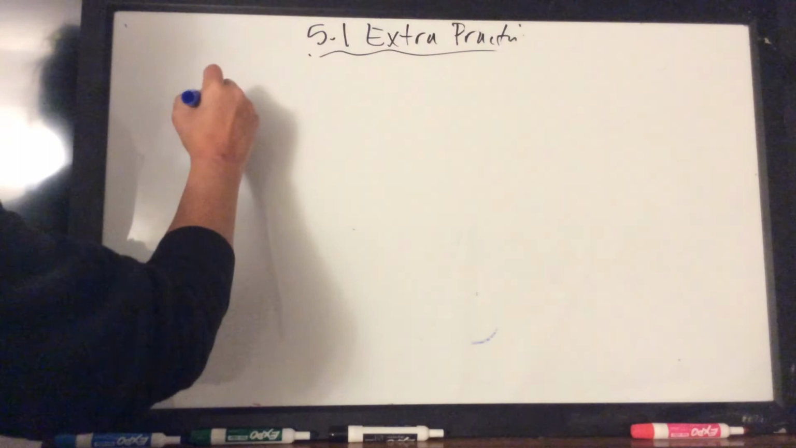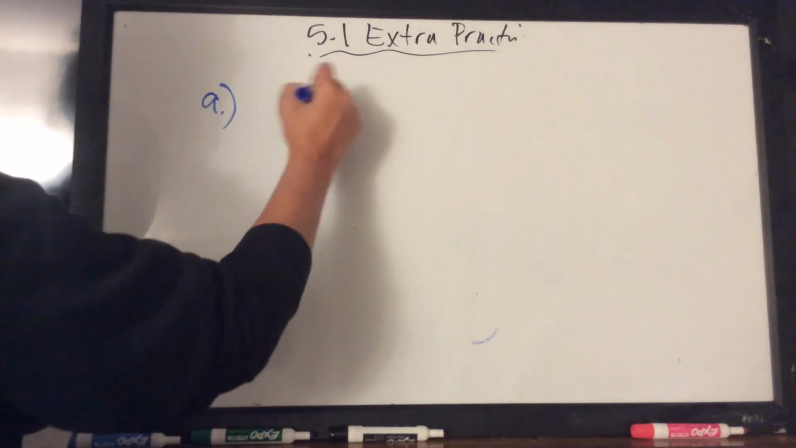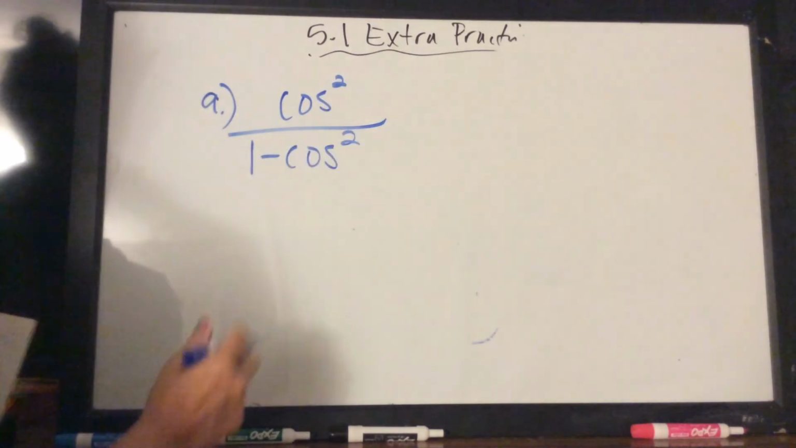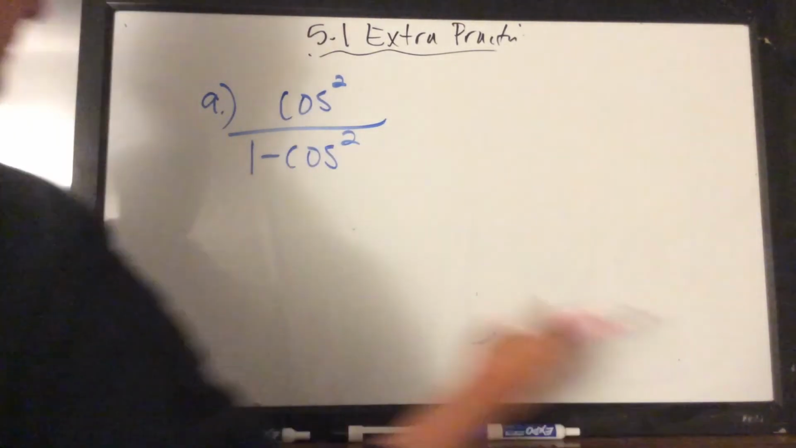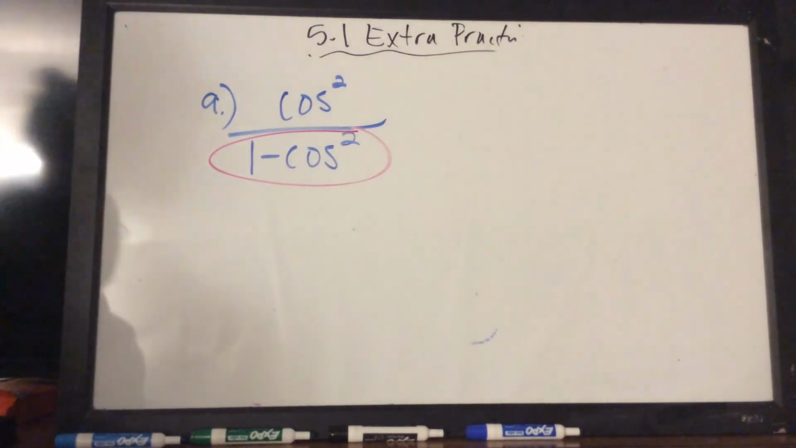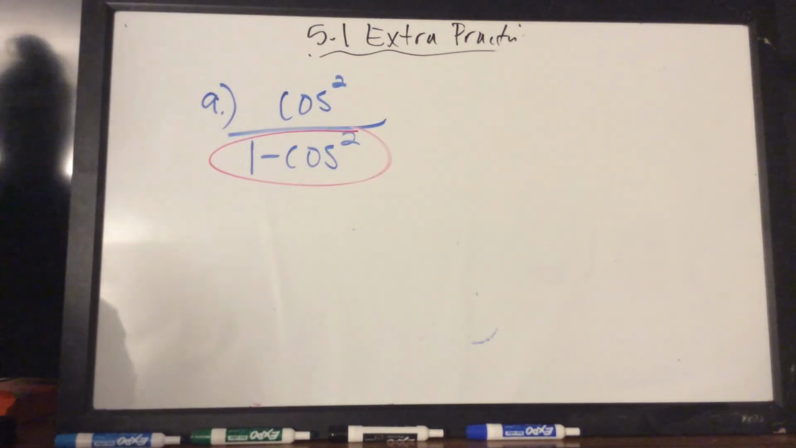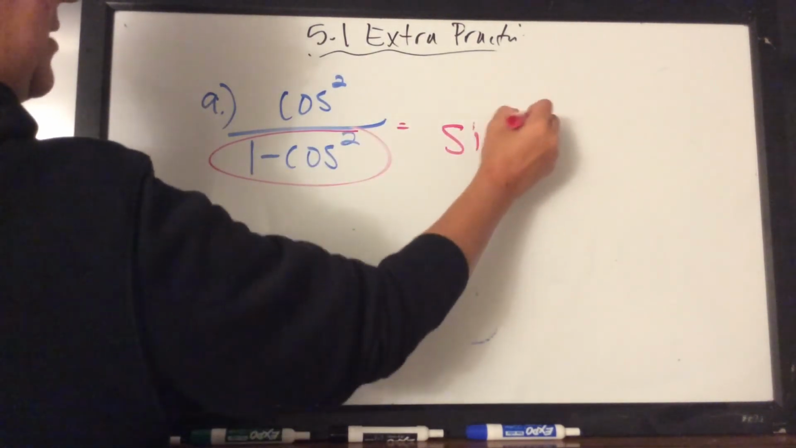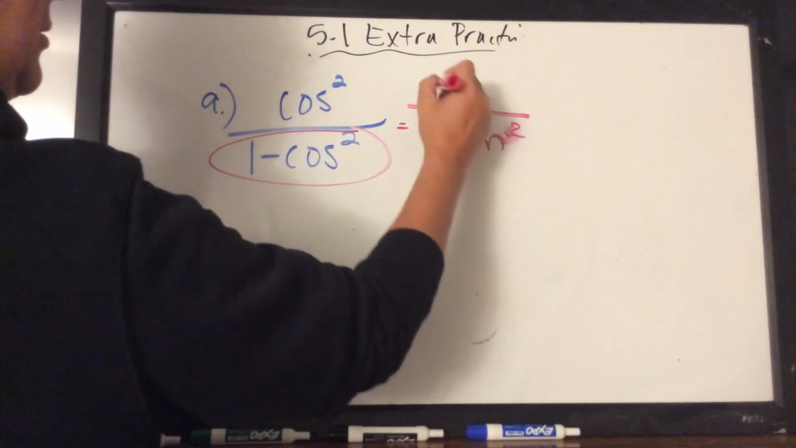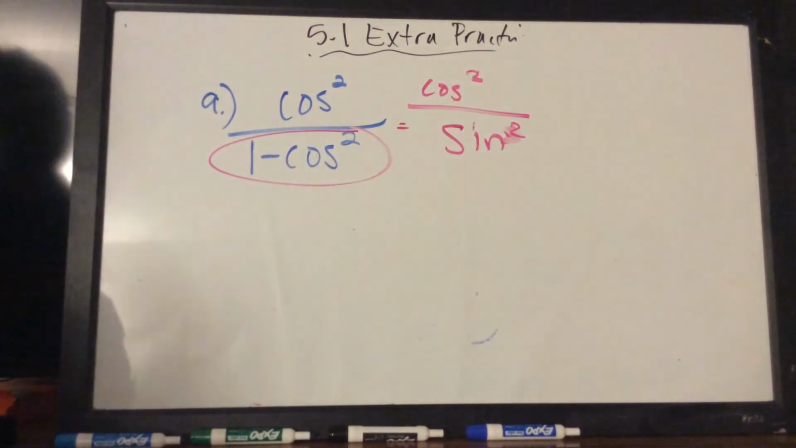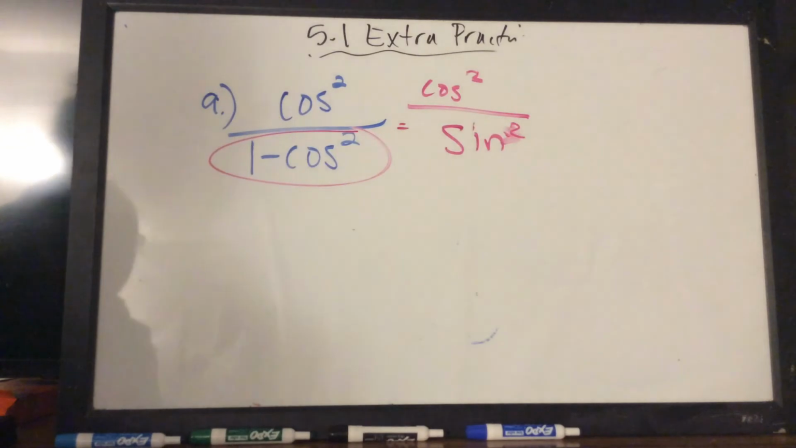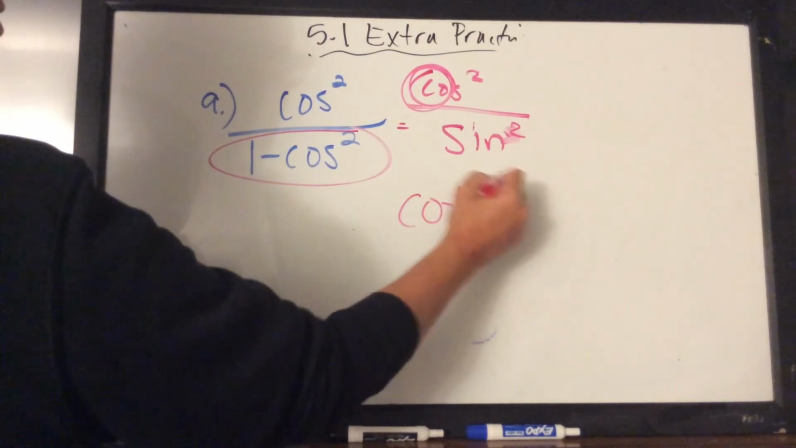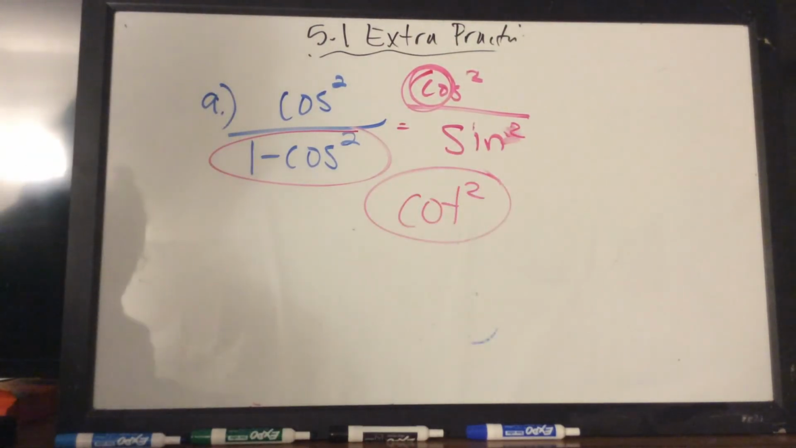Last one, number 9. Cosine squared over 1 minus cosine squared. Again, trig or Pythagorean identity. If you look at that, 1 minus cosine squared is sine squared. Cosine squared over sine squared. A few of you are still leaving it that. Simplify one more step. Remember, the c's on top. So that is going to be cotangent squared. All right?